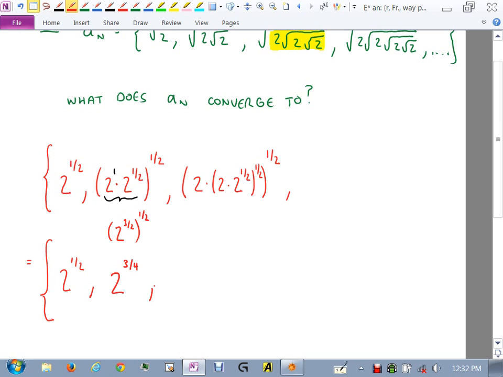Next one. What was this whole thing right here? 2 to the 1/2, 2 times 2 to the 1/2 to the 1/2. That was 2 to the 3/4, right? Times 2, 7/4, to the 1/2, 2 to the 7/8. Maybe we need one more. Do you think we need one more? I'll just tell you what the next one would be. I'll leave it as an exercise. 2 to the 15/16.